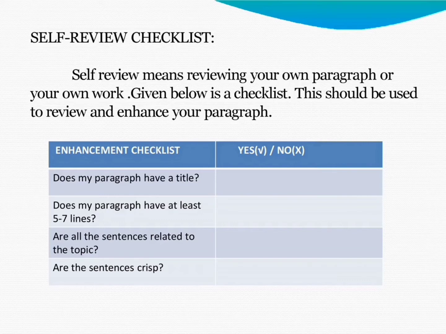Next one, does my paragraph have at least 5 to 7 lines? So try to write at least 5 to 7 lines in a paragraph. If it is more than 7 lines, so good, but don't write below 5 to 7 lines. Okay, so if it contains 5 to 7 lines, it is well and good, so you can put yes. If it doesn't have that many lines, you put no.